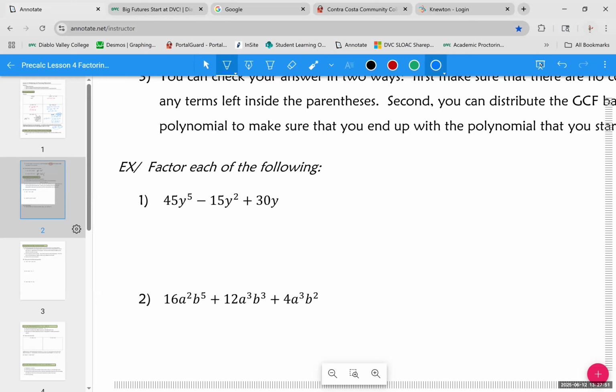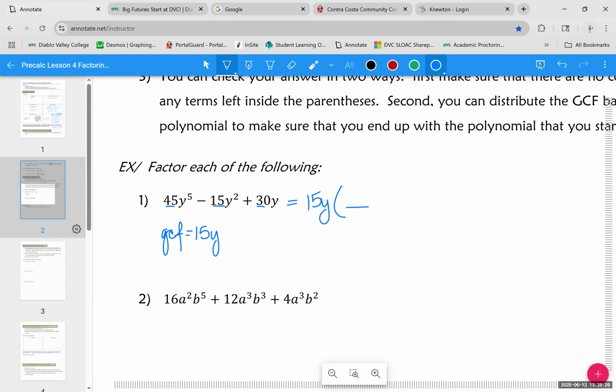You need to start by figuring out what your GCF actually is for the polynomial, just like we did in the last examples. With the numbers, what's the largest number that divides into 45, 15, and 30? It would be 15. So I'm going to include 15 in my GCF. And then I look at my variables. What's the smallest power of y that you see? It would be y to the first. So there's my GCF. Now I'm going to put that out front.